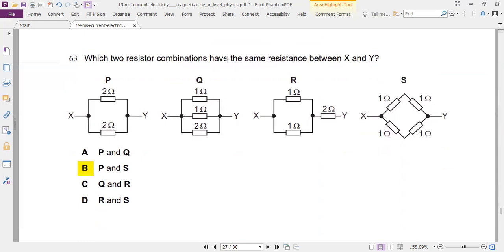So here, which two resistors have the same resistance? Look at the question carefully. Option P: we have 2 and 2, and they're halved, giving 1 ohm. Then we have 1, 2, and 2. That's not 1 ohm. And then here again, 1 and 1 half, that's 2.5 ohms. And here we have again 1 plus 1 and 1 plus 1, 2, 2 and 2 halved. So 2 on the top, 2 at the bottom is the same as 2 at the top, 2 at the bottom. So P and S have the same resistance.